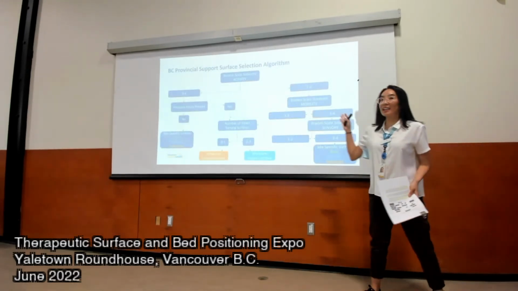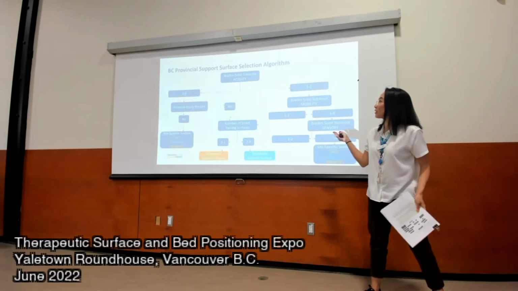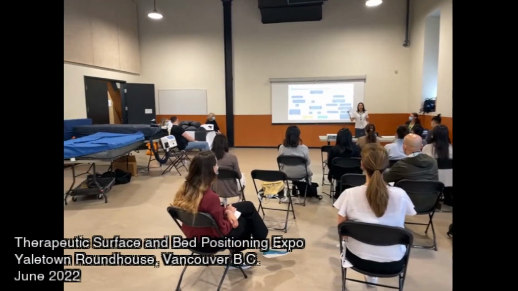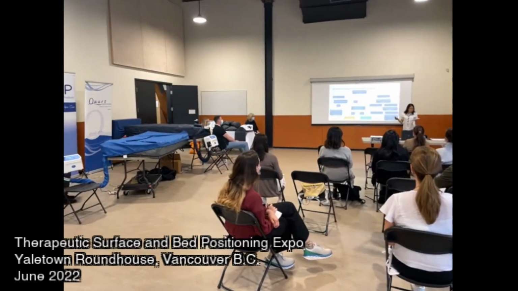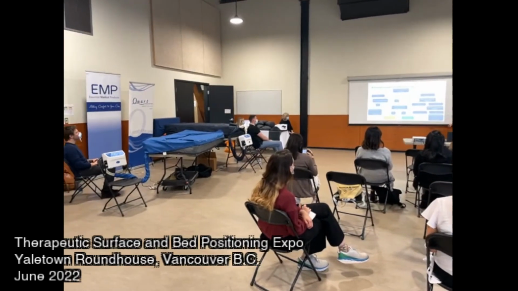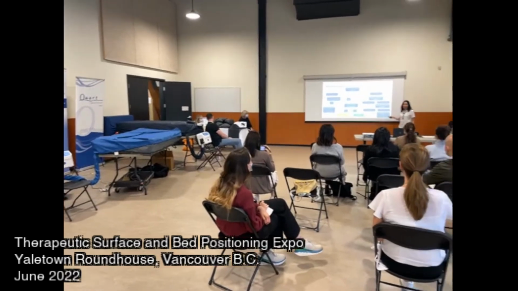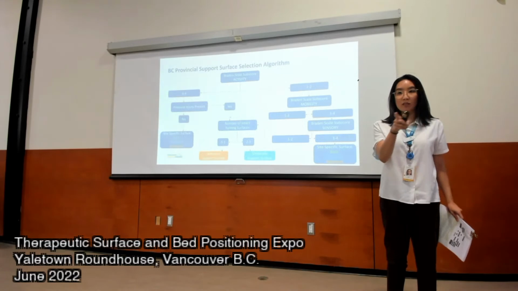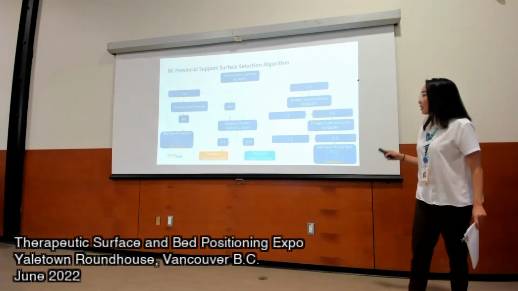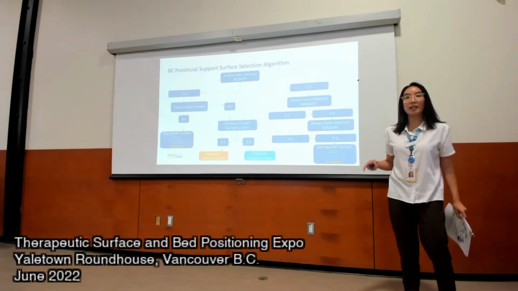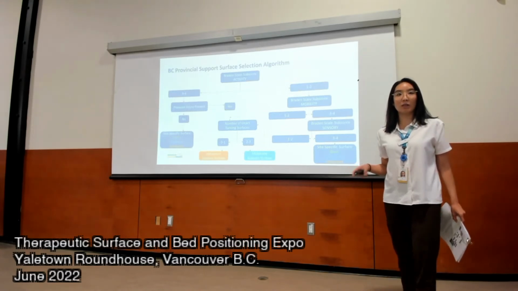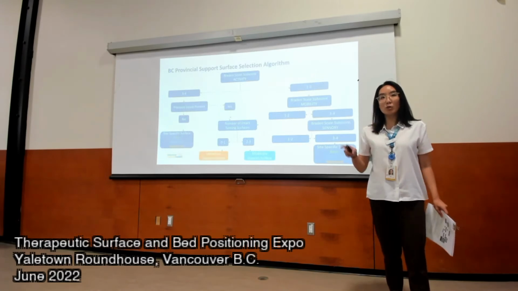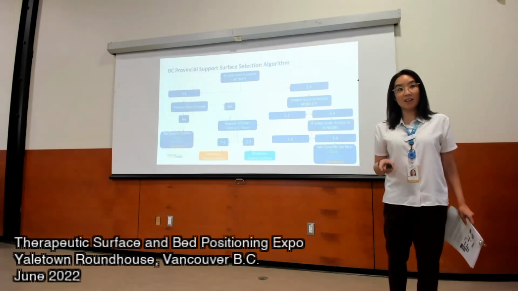Okay, so has anyone seen this algorithm before? It's the BC Support Surface Selection Algorithm, and it was put together by the Interdisciplinary Skin and Wound Committee in 2020. You can access it on the CLWK website, but it's also on the resource sheet that we handed out to you. This is a really great tool to help you decide if you need to use a more advanced surface support. Just like Melissa said, repositioning is super important, but sometimes that's not enough.